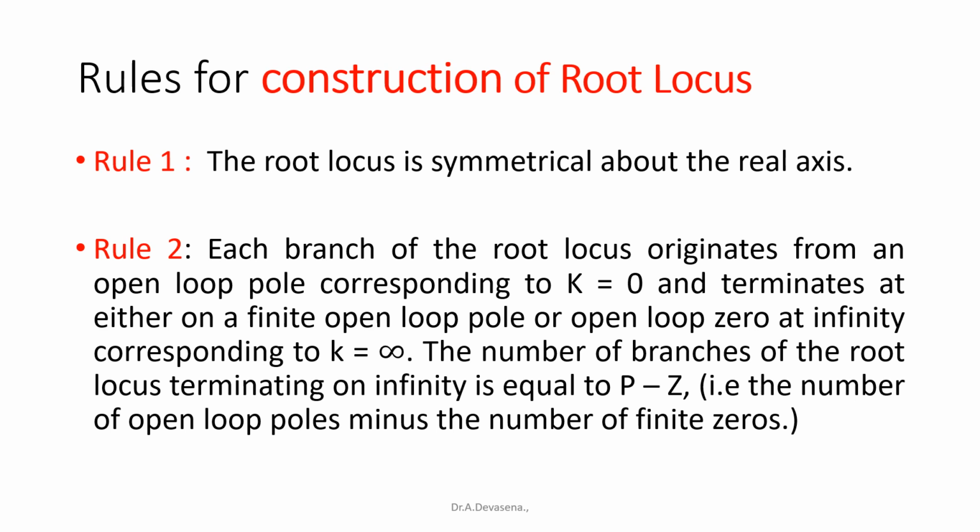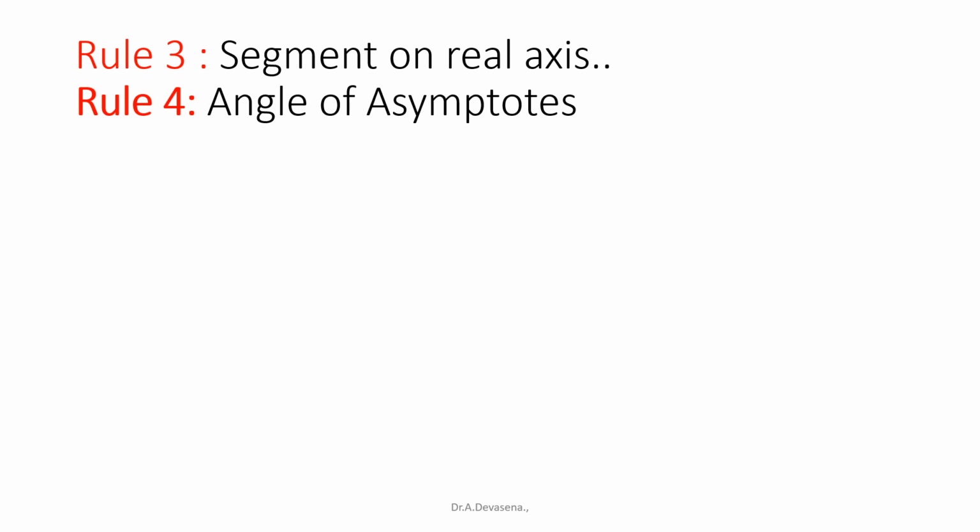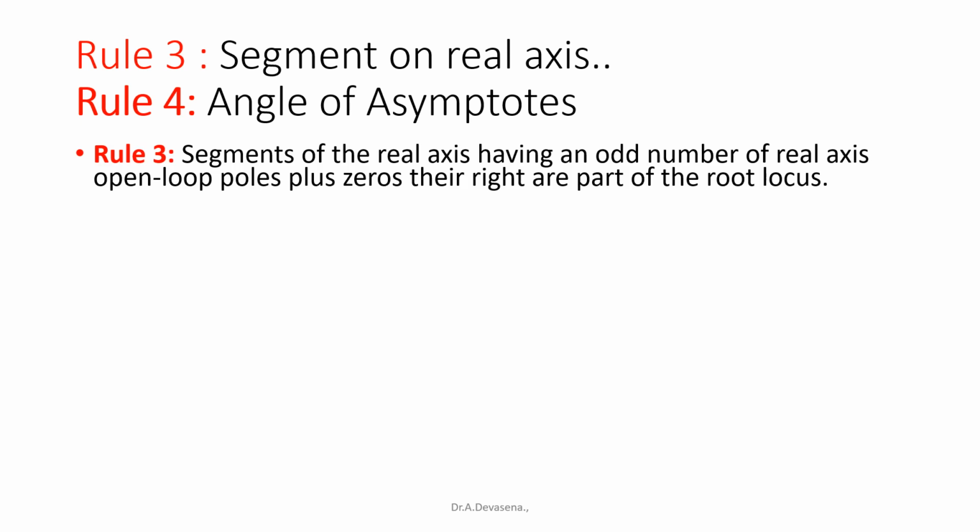The number of branches of the root locus terminating at infinity is equal to P minus Z, that is, the number of open loop poles minus the number of finite zeros. Let us discuss rule number 3, that is, segments on the real axis. Segments of the real axis having an odd number of real axis open loop poles plus zeros on their right are part of the root locus.